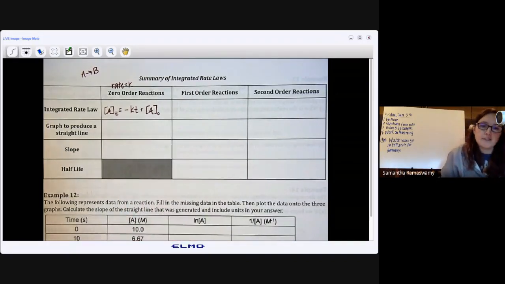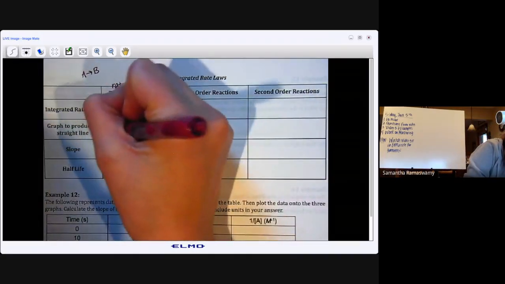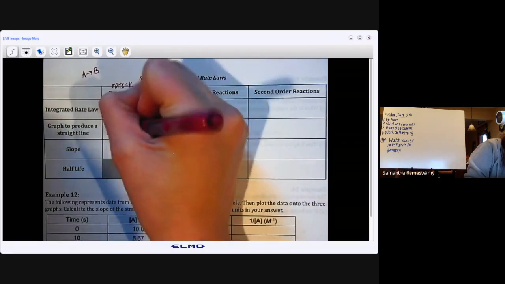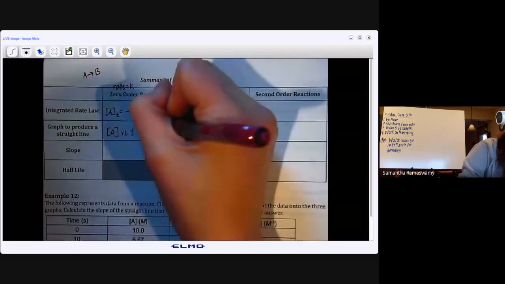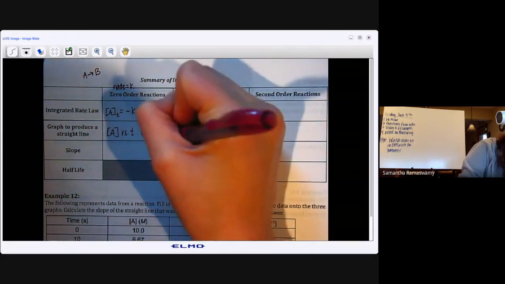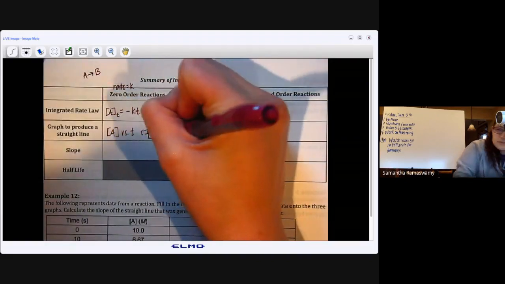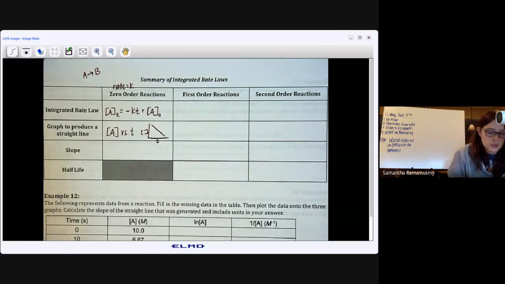The graph that gives you a straight line: if it's zero order, concentration versus time will give you a straight line. It's going to look like this. Concentration versus time is going to be a straight line. And this could be concentration of A or B or whatever your reactant is. Concentration versus time will give you a straight line.